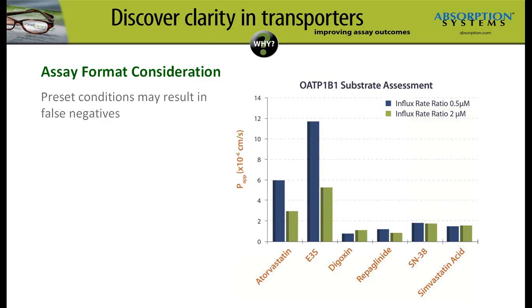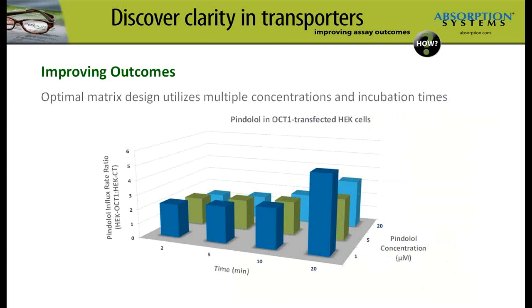In our initial attempts to develop a substrate assay for the hepatic uptake transporter OATP1B1, which is my example here, we had a poor success rate, and well-known substrates did not show a robust influx ratio between transfected and vector control cell lines and thereby did not score using our assay format. When we realized that preset assay conditions would not work for all compounds, we moved to an optimal matrix approach, which utilizes multiple concentrations and time durations. This provides a way to factor in both test compound and transporter characteristics to ensure that we are not getting false negatives. With the example illustrated here of pindolol, we observe the differential influx rate ratio obtained under different conditions of concentration and time.